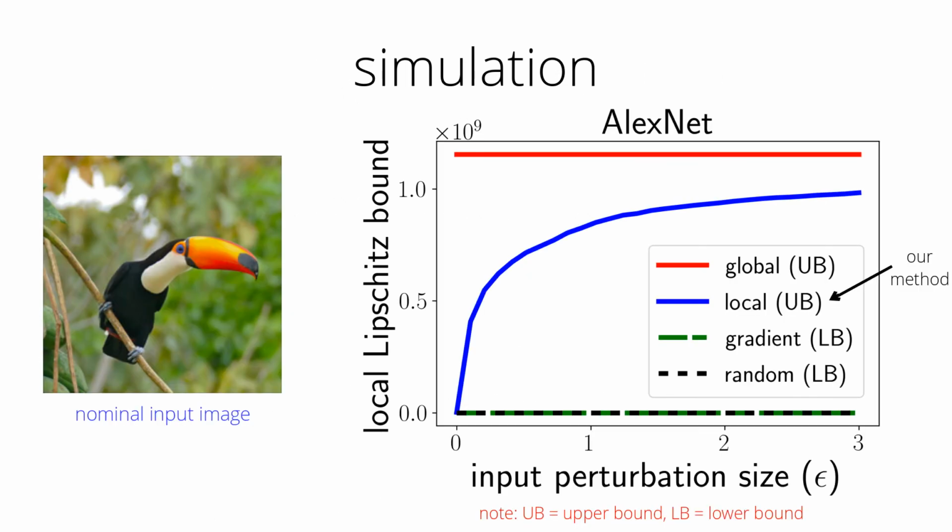And so now we can apply this technique to an actual network. On the left we have a nominal input image, and on the right we have our bounds, which depend on the size of the input perturbation we're considering. These results are for the network AlexNet, which I mentioned earlier. The global bound is shown in red, and the local bound, which we compute, is shown in blue. We can see that as the input perturbation size increases, the local bound approaches the global bound. But for small perturbations, the local bound is significantly lower than the global bound, which is a good thing because that means we have a much tighter bound on the sensitivity of the network.